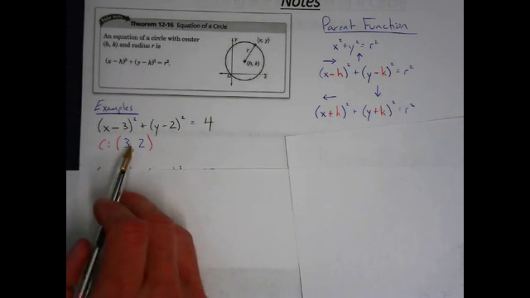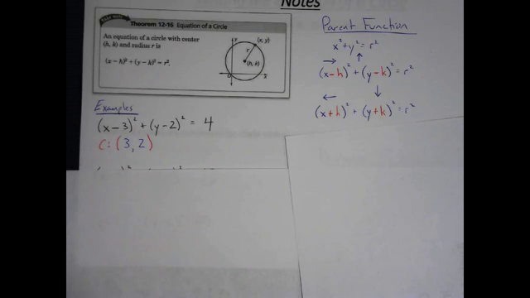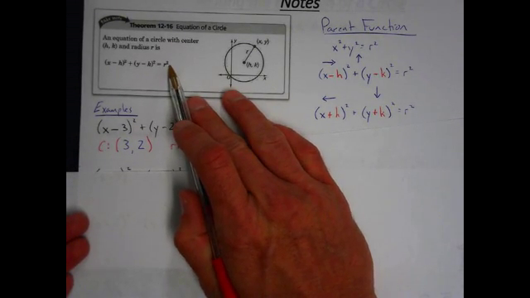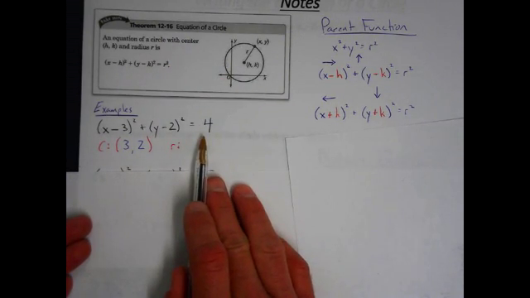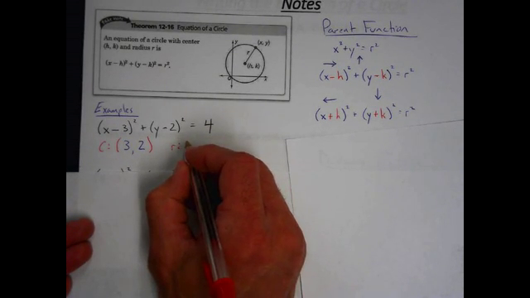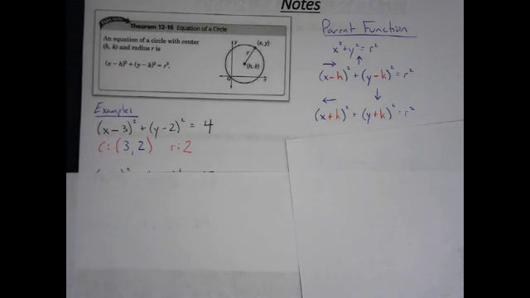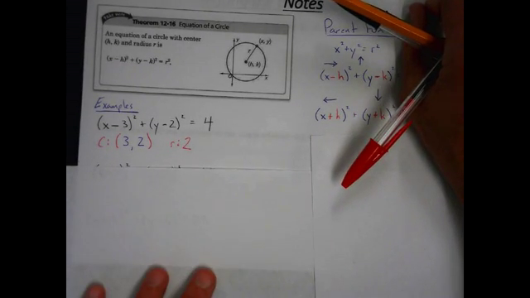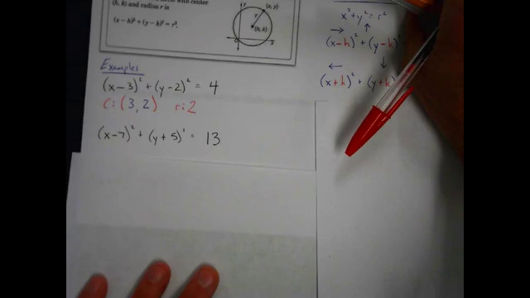Positive 3, positive 2. Now what do you think the radius would be? Well, the radius squared is part of the equation, which gives us 4. That means the radius is the square root of 4, or 2 units long. So that's how this works. And you might be thinking, still, Katz, I still don't get it. All right, let's do another example. This one's a little bit more challenging.